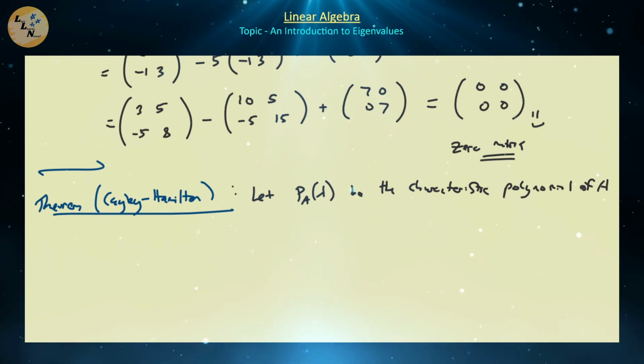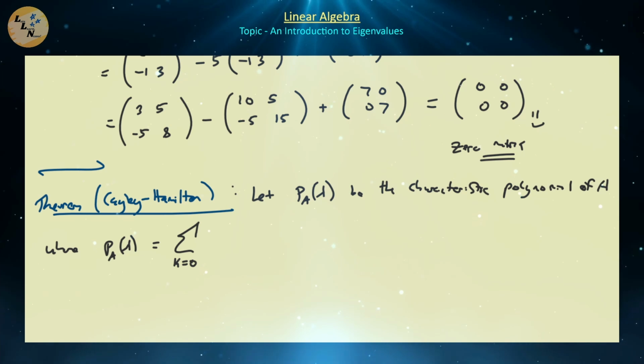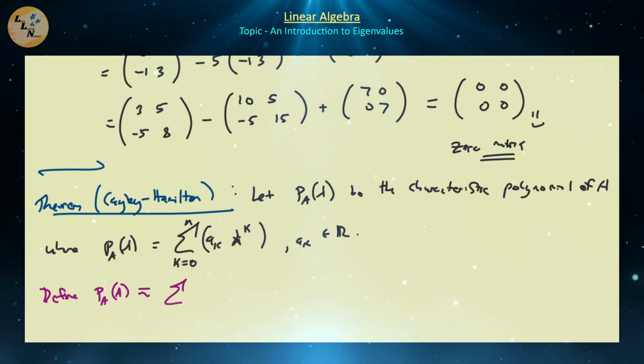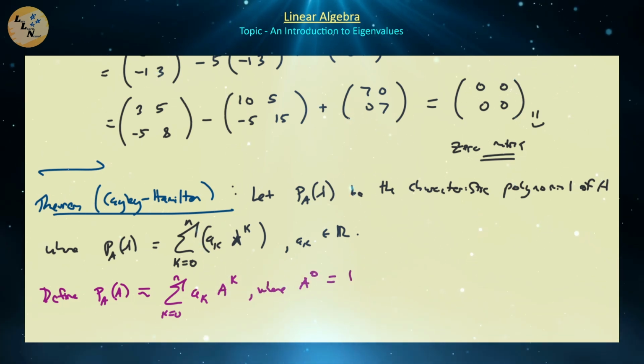So the Cayley Hamilton theorem says this: let PA of lambda be the characteristic polynomial of the matrix A, where PA of lambda can be represented in expanded form as the sum from k equals 0 to n of a_k times lambda to the power of k, where these a_k are the real valued scalars from that expansion. And now what we're going to do is define PA of A to be equal to the sum from k equals 0 to n of the same scalars times A^k, where A to the 0 will be the n by n identity matrix.